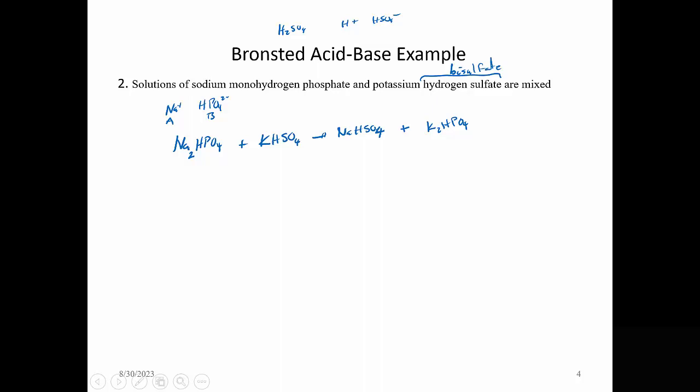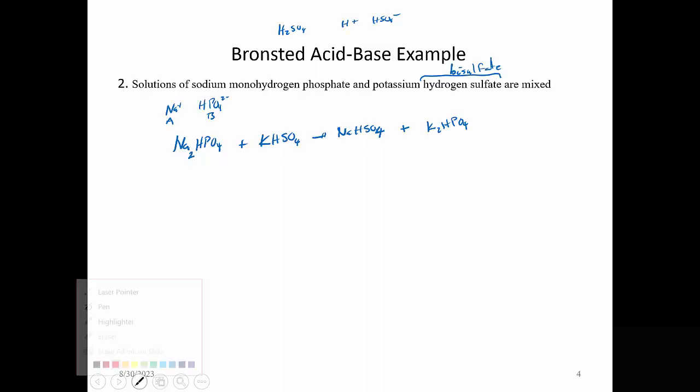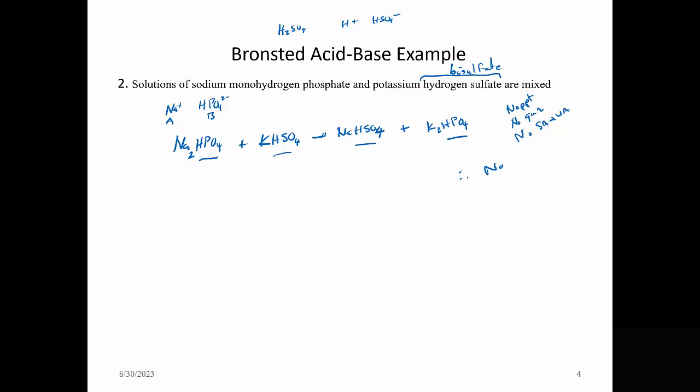All right, so no precipitate, no gas. What was the last one? Stronger to weaker acid. But when I look at this, I have monohydrogen phosphate. I still have monohydrogen phosphate. It didn't change. And I have a bisulfate. I still have bisulfate. And so no stronger acid to weaker acid. Therefore, what we say is that there's no reaction, NR.